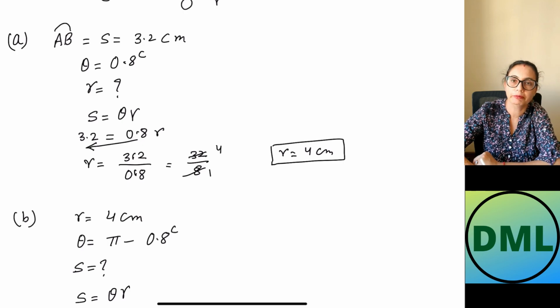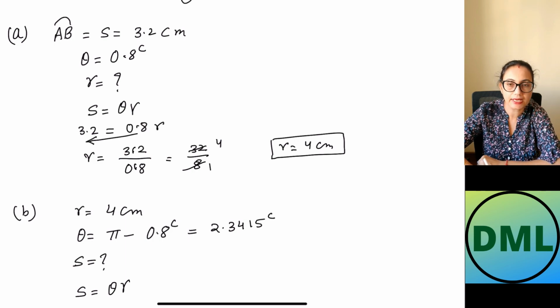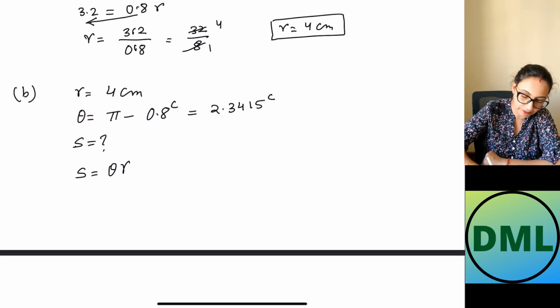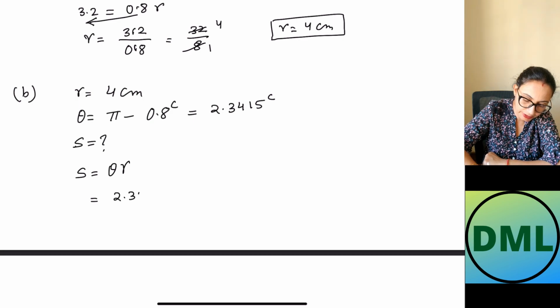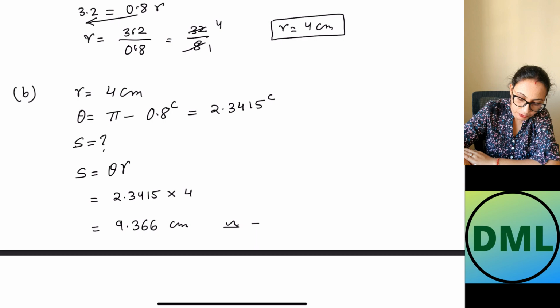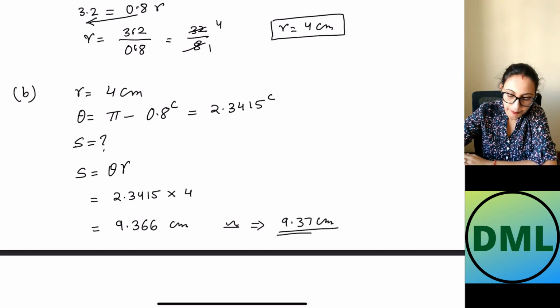If I solve it, what will be my answer? Your answer will be equal to 2.3415 radian. The value for S, I need to calculate that. We know the formula S is equal to theta R. Let's substitute the values here. The value for theta is 2.3415 multiplied by R, which is 4 centimeter. If you multiply that, your answer will be equal to 9.366 centimeter. If you round off your answer to 3 significant figures, your answer will be equal to 9.37 centimeter. That will be your missing arc length.